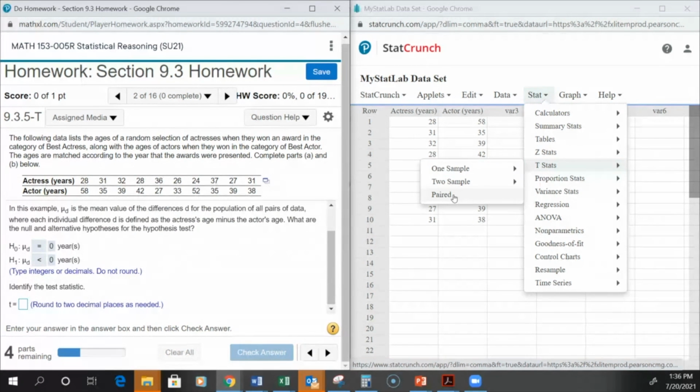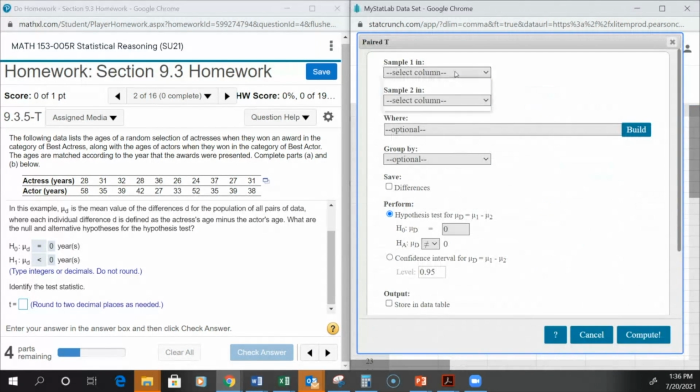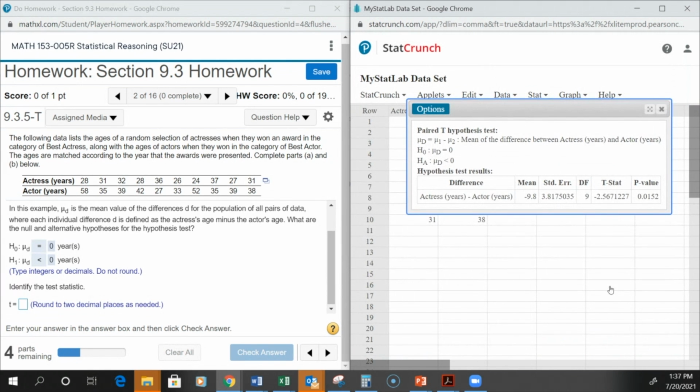So these are paired data. Each row is a pair, and the actresses are one and the actors are the other. Notice they've written this in a slightly different format. Yeah, you're subtracting. And so equals 0 and less than. I'm just making sure that this matches this. That wasn't super difficult.